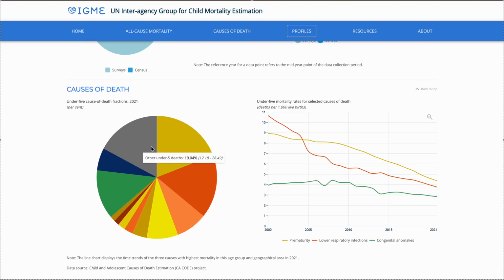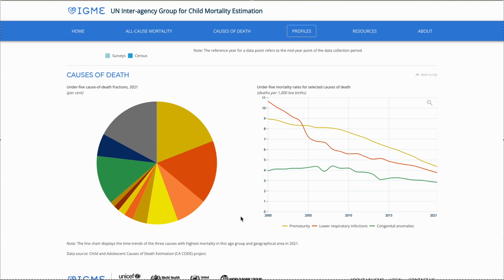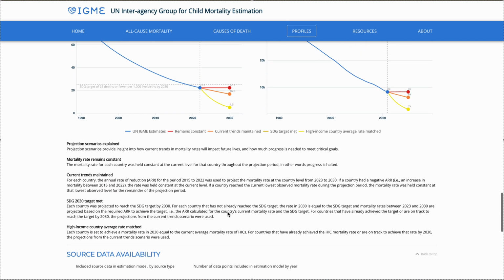Oh, I really like this. This is really the breakdown of all the different things in under 5. And of course, you're going to see, without even doing anything, that neonates will be a big contributor here, or they're going to say like prematurity or complications of prematurity. Oh, there you go. Other lower respiratory tract infections. Okay, that's it.